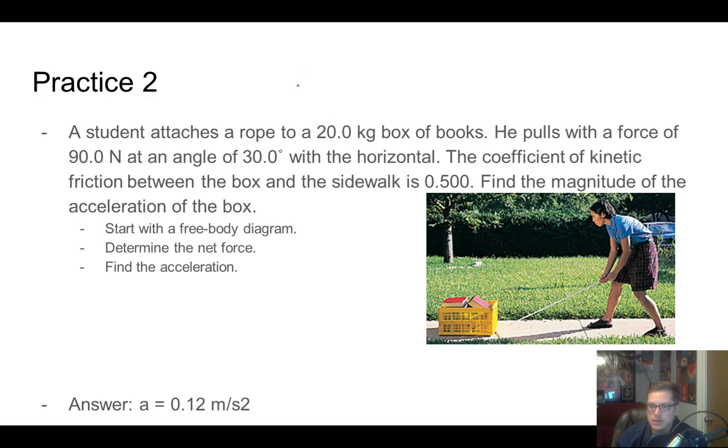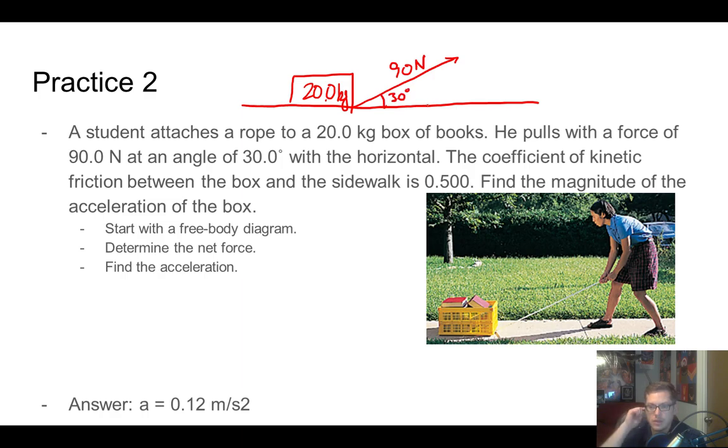I know we've got a picture here, but I think we should draw another one to make it a little bit easier. So we've got a 20.0 kilogram pile of books, and he's pulling up on it with a 90 newton force at a 30-degree angle with the horizontal. The coefficient of kinetic friction between the box and the sidewalk is 0.5. So it tells us straight up that mu sub k is equal to 0.5. Find the magnitude of the acceleration on the box.